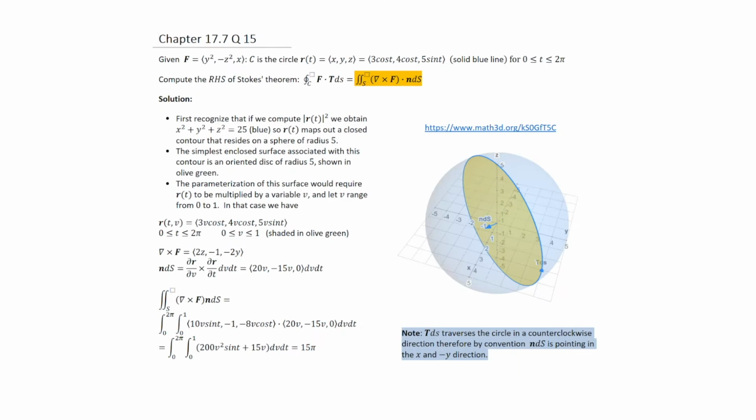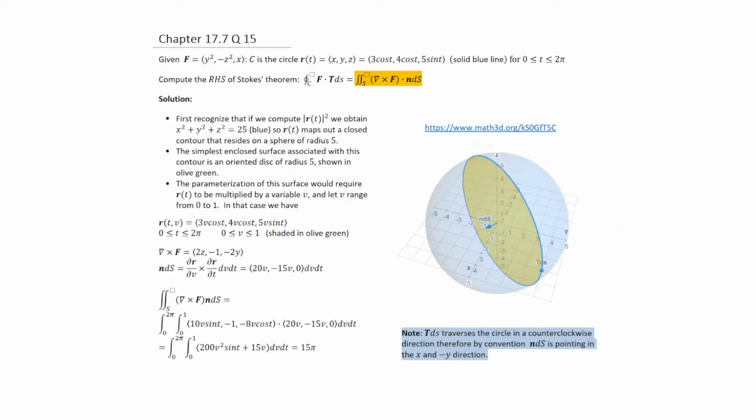So the question that we'll look at first is question 15 from chapter 17.7. You're given the vector field as shown, and also a contour, which is a circle, the position vector being x, y, z, where x, y, z parameterized take on the values 3 cos t, 4 cos t, 5 sin t respectively. And this is represented by the solid blue line that you see here. This is valid for t between 0 and 2 pi.